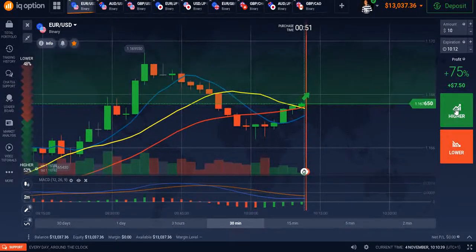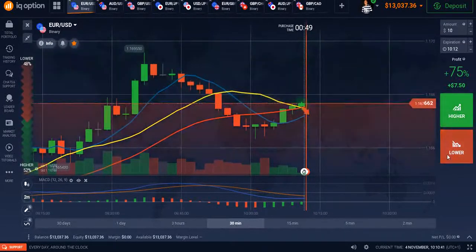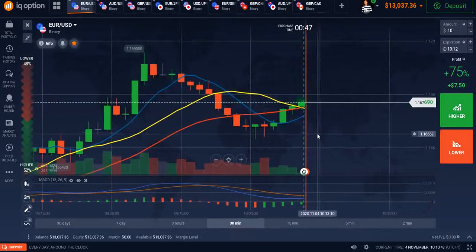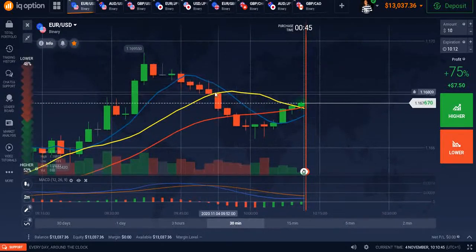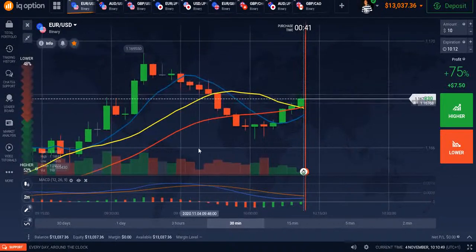But on mine here, I have high and low, so I'll be following this to explain to you guys how this strategy works. So for instance here, I saw an opportunity. Why did I place a trade here? So let me explain to you guys.